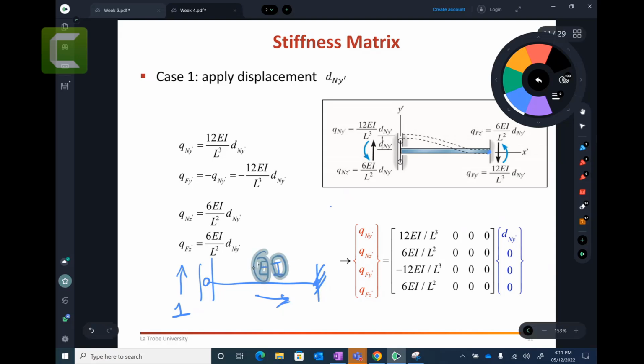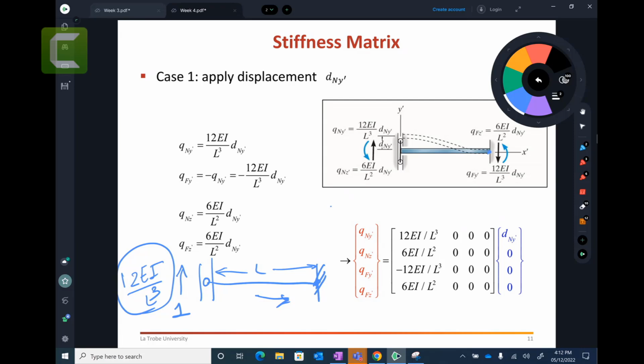So based on the E and I values, the amount of force required to deform it would be 12 EI on L cubed. Let's say this is the length of the bar. So the amount of force required to create a unit vertical displacement is 12 EI on L cubed. There is a whole story behind this theory, how I get it, but that is a theory based on Young's modulus, I and length, that gives this displacement.